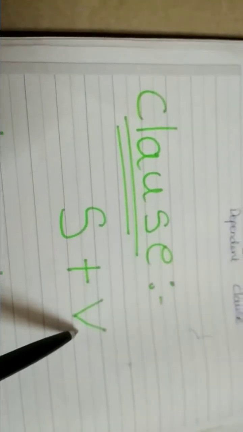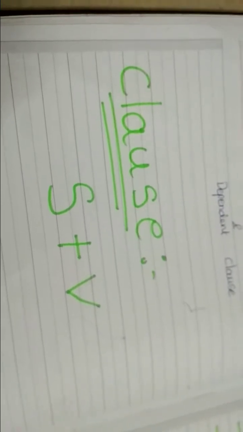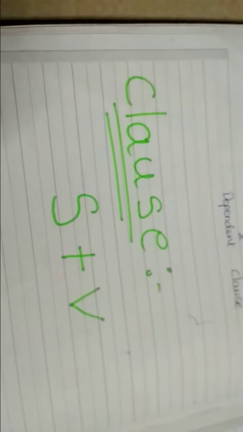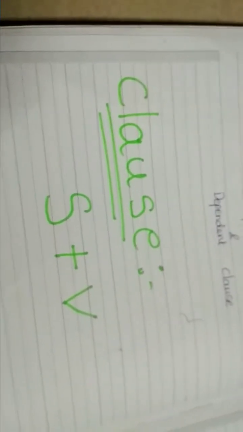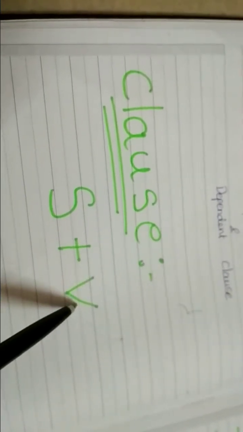So here I have made: clause means subject plus verb. By this you must have understood that if a sentence contains a subject along with a verb, then we call it a clause. I hope I'm clear. I repeat, a sentence which has a subject along with a verb, we call it a clause.